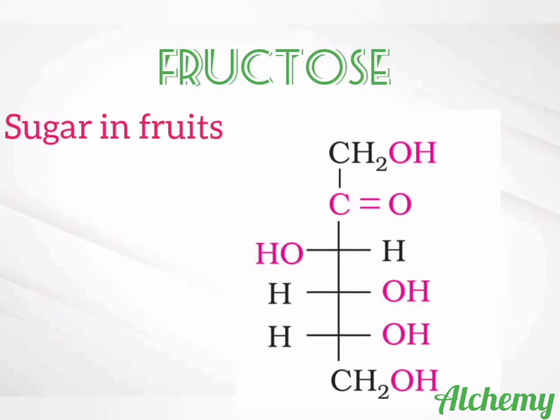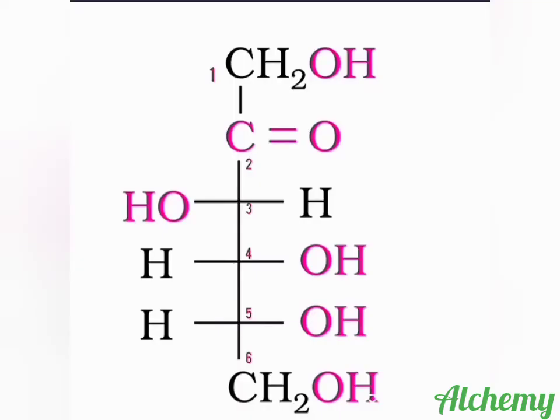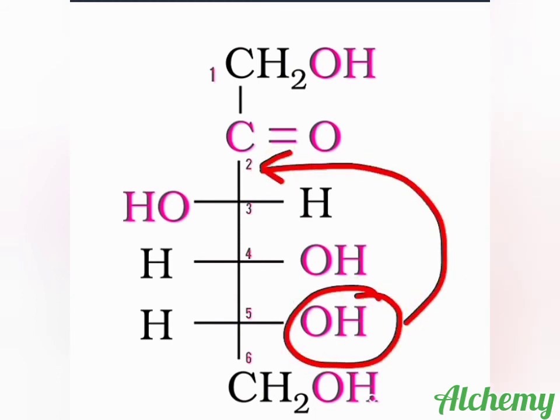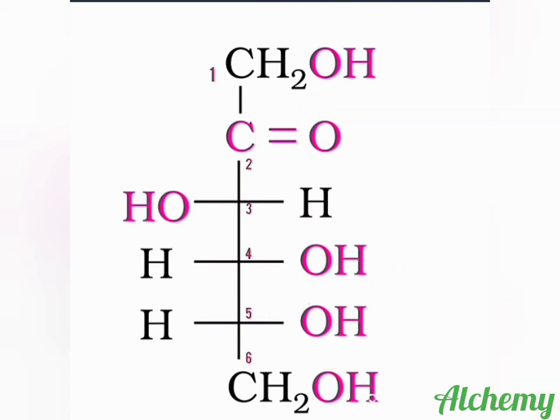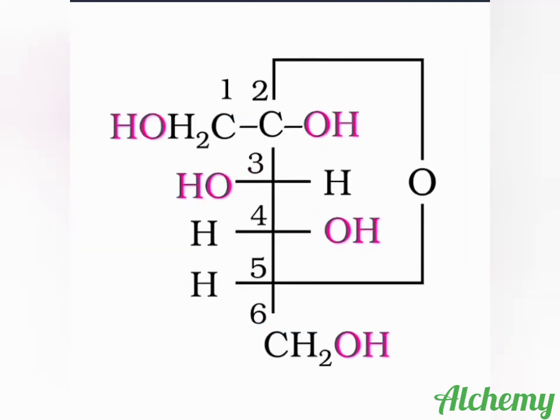Now we will study about fructose. Fructose is a sugar found in fruits. This is the open type structure of fructose. We have to study the cyclic structure. The carbon atoms are numbered 1 to 6. The OH at carbon number 5 will change its position to carbon number 2, whereas the oxygen at carbon number 2 will form a cyclic oxide linkage with carbon number 5, resulting in this structure.